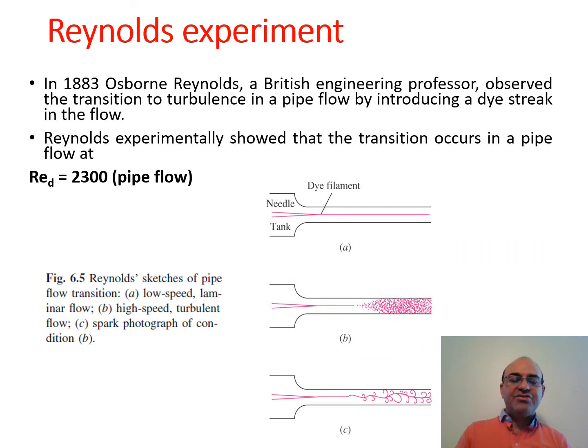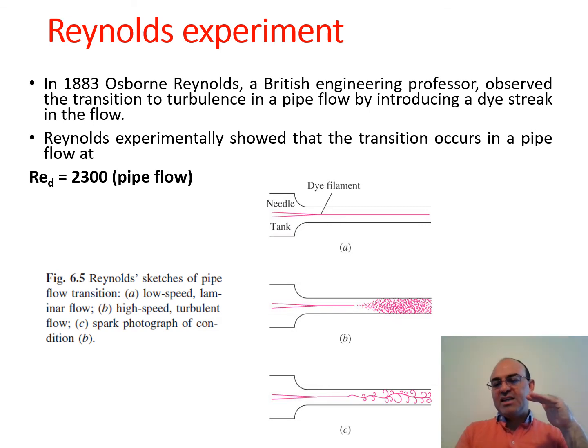In 1883, Osborne Reynolds, a British engineering professor, observed the transition to turbulence in a pipe flow by introducing a dye streak in the flow. In the case of a lower speed laminar flow, if you add some seed particles or dye and picture the process using a transparent pipe, like glass or plexiglass, and you release a dye, you see that it will not be dispersed. That's the property of a laminar flow.